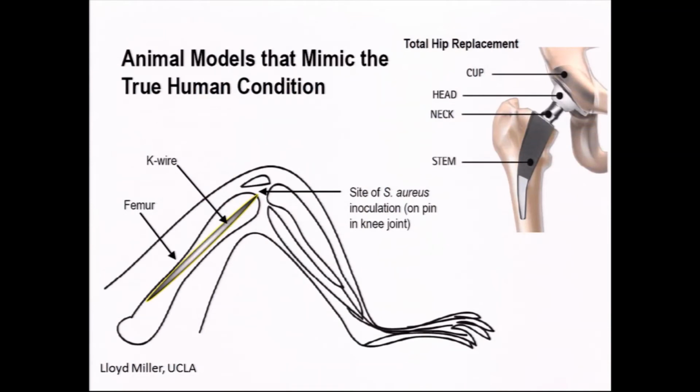We also do a lot of surgically relevant models as well. This is work that's been done by Lloyd Miller, who's now at Johns Hopkins, was at UCLA. This is a biofilm model. Again, it's looking at bacteria. We've put a Staph aureus at about 10 to the 3, 10 to the 4 onto the end of this pin. This is a titanium pin which has been placed into the femur of the animal, and you can then see proliferation of the bacteria on the end of this pin.